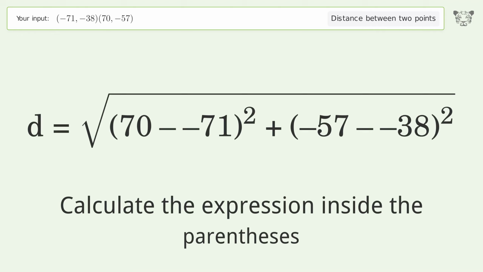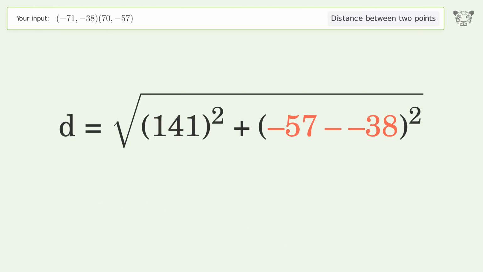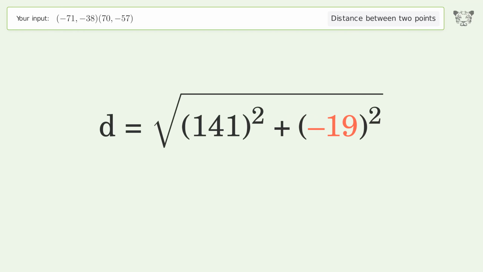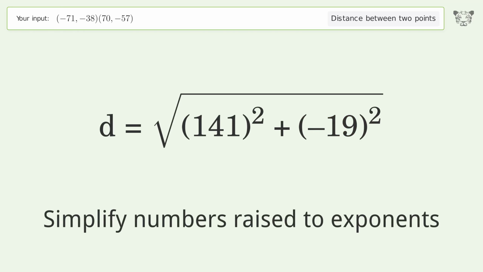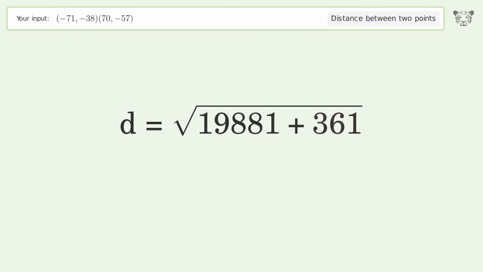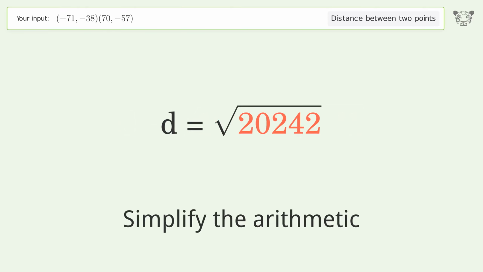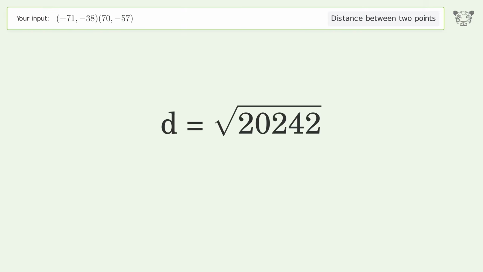Calculate the expression inside the parentheses. Simplify numbers raised to exponents. Simplify the arithmetic. And so the distance between the 2 points is the square root of 20,242, or 142.274.